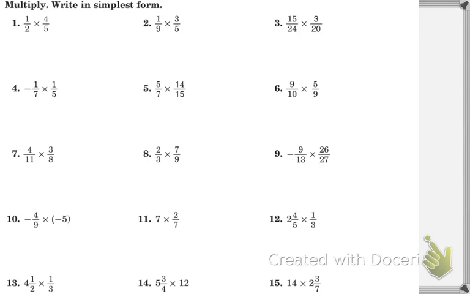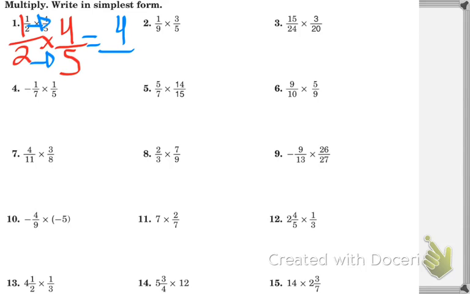Alright, so these are going to be some of the examples we're going to do, and don't worry, we're going to zoom in when we do some of them as well. If we have 1 over 2 times 4 over 5, I'm just writing it right on top of that one. You're going to multiply straight across. I'll even draw little arrows to remind you. 1 times 4 is 4, 2 times 5 is 10. So you have 4 over 10.